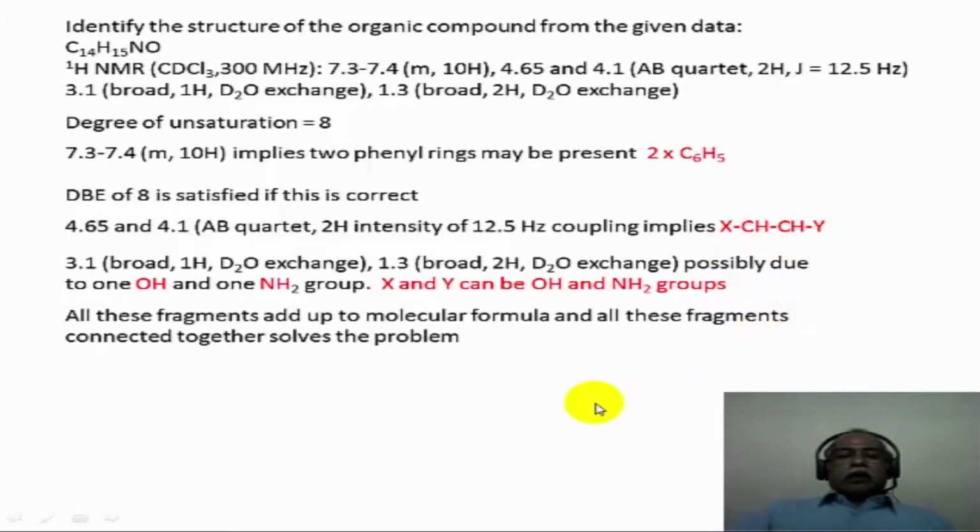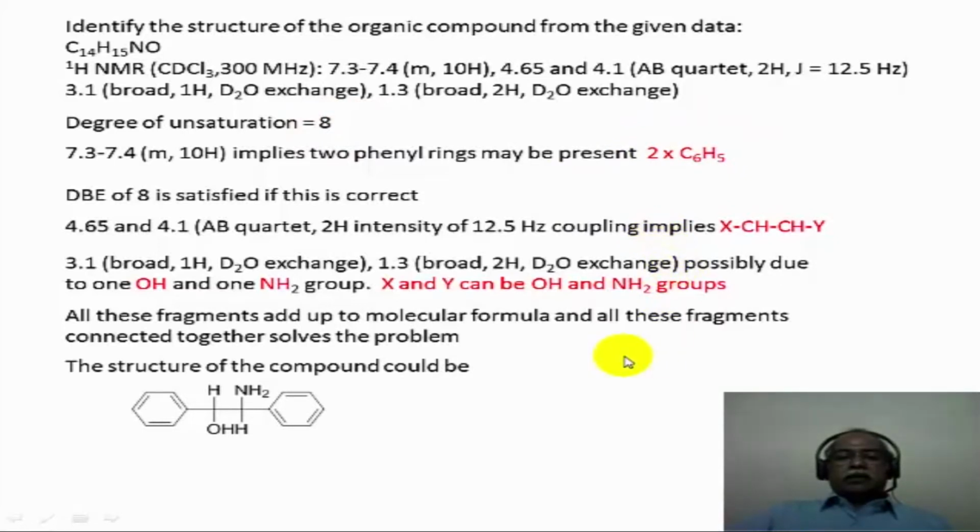So if you put in all these fragments together, that is the OH, the NH2, the C2H2 and the C6H5, that essentially satisfies the molecular formula, which is C14H15NO. It also satisfies the degree of unsaturation because each phenyl group corresponds to 4 degrees of unsaturation. So the two phenyl groups will take care of the degree of unsaturation in this molecule. There is no other unsaturation, such as a carbonyl functional group, because the degree of unsaturation is already satisfied by the two phenyl groups in this system.